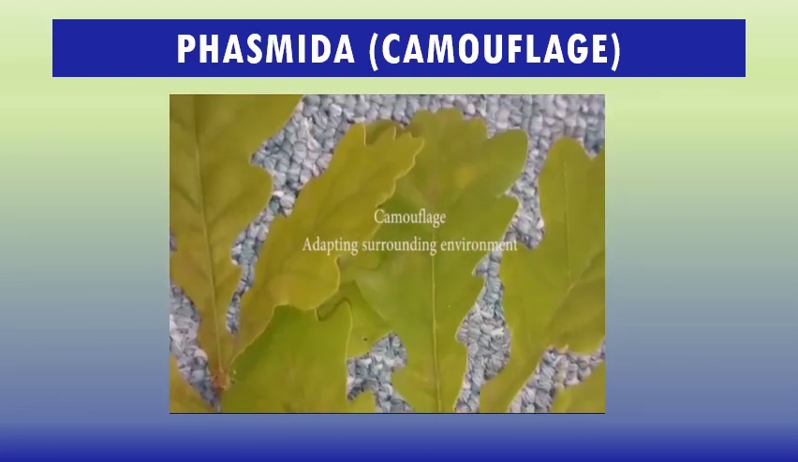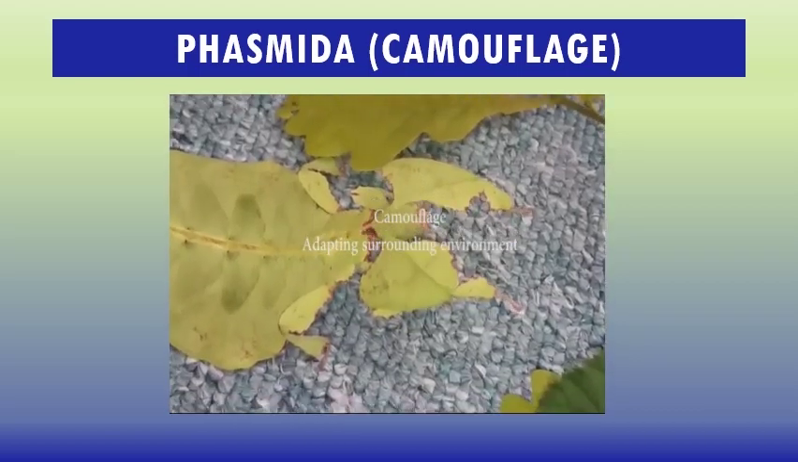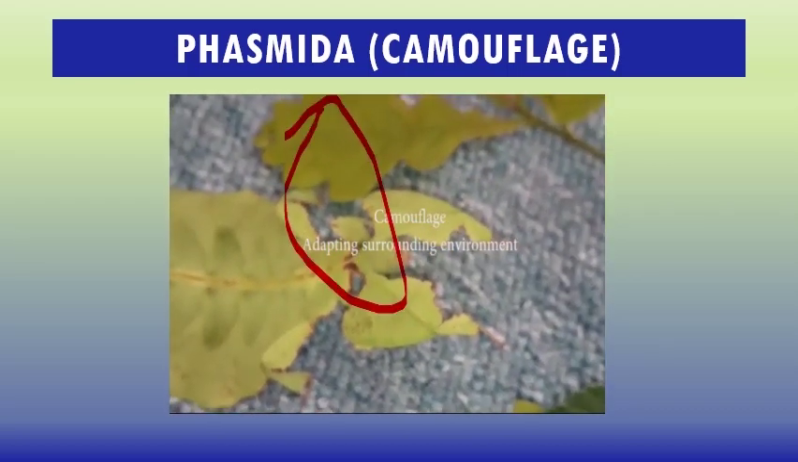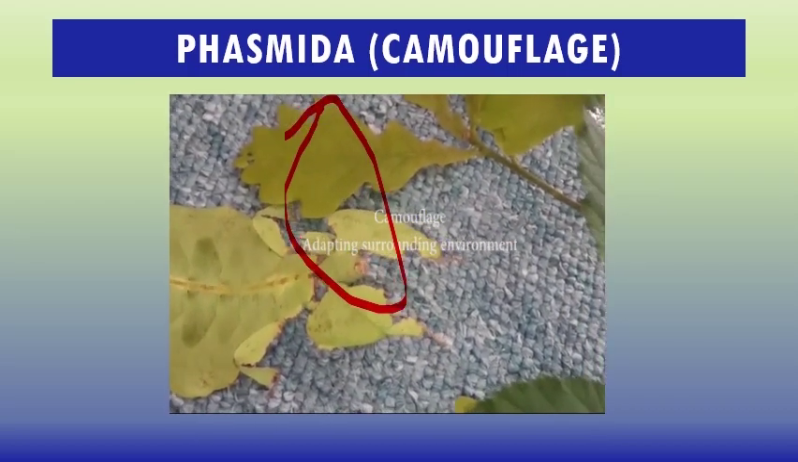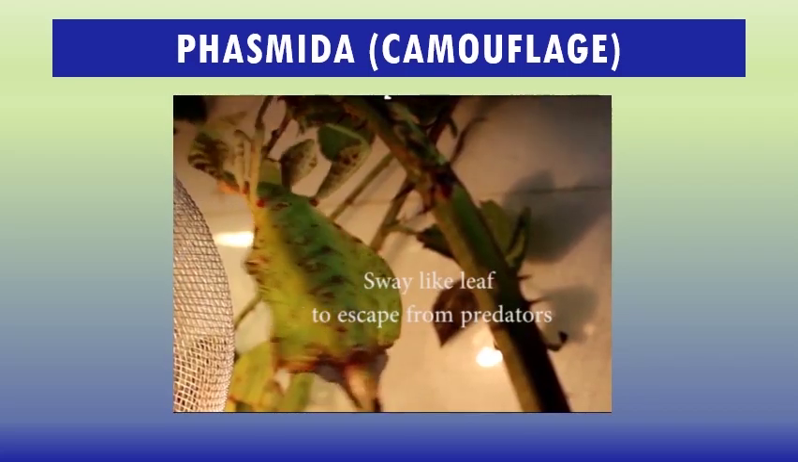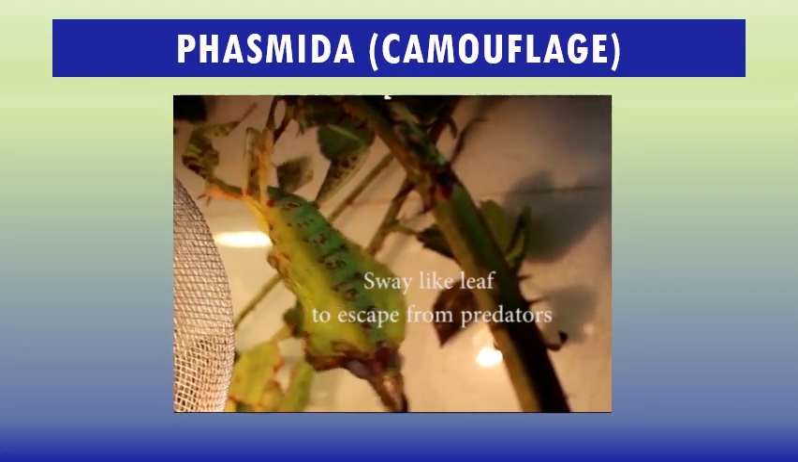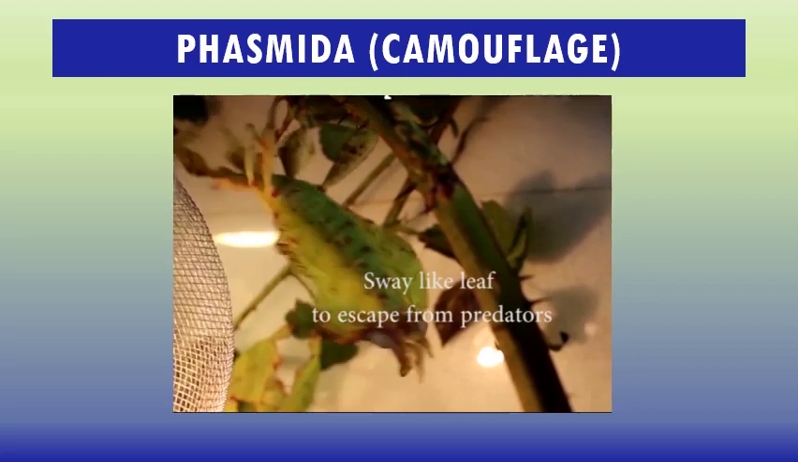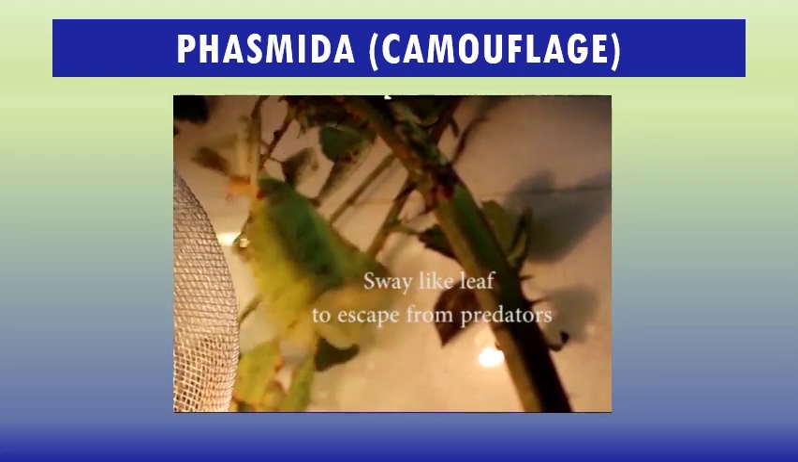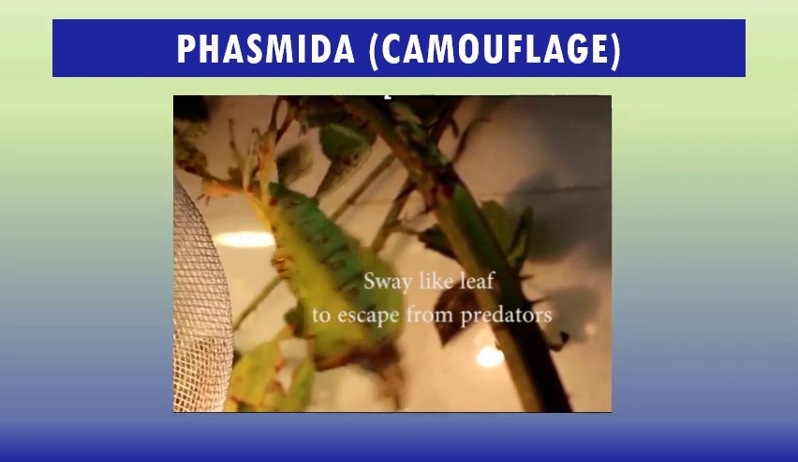Now, Phasmida have the ability to match with the surrounding environment. You see here, now this species is matched with this leaf. Earlier it was too green. Now this swaying leaf insect is acting like a leaf to escape from predators, as a predator may think that it is a leaf, not an insect. Clever.